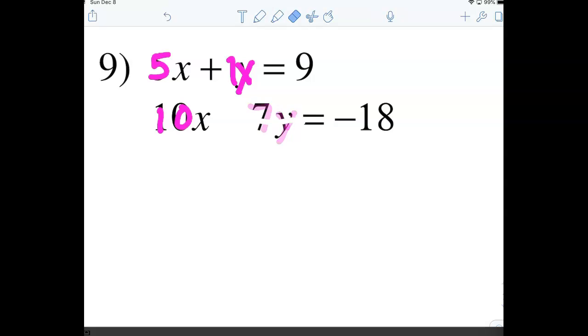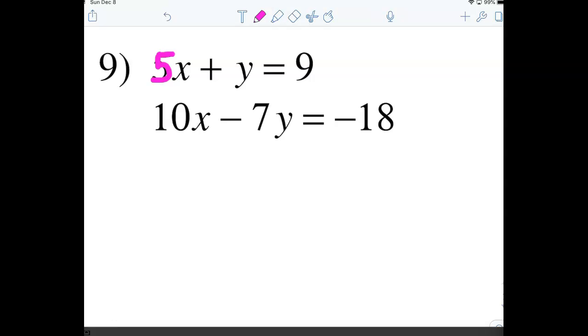One or the other has to happen. So I want one of those to be the same. The 5 doesn't match the 10. The 1 doesn't match the -7. I need one of them the same. For me, I see a 10 matching a 10 as the easiest way to go. So how do I make this 5 a 10?